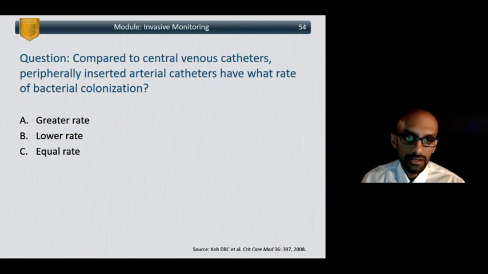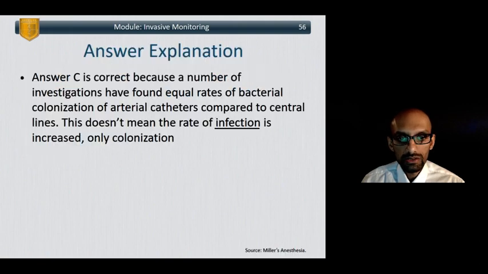Compared to central venous catheters, peripherally inserted arterial catheters have what rate of bacterial colonization? Greater, lower, or equal rate? So the ABA actually asked this at one point on the exams, and the concept here is that arterial catheters have equal rate of colonization, not necessarily infection, which is greater for central venous catheters. But if you assess all these catheters for bacterial colonization, do culture on all of them, you'll find that they have equal rates.